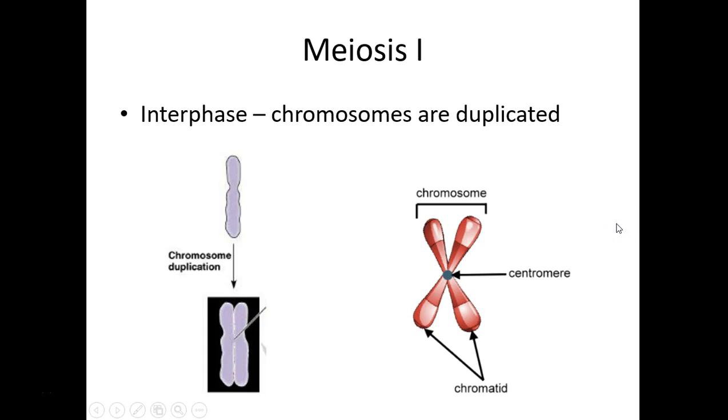and then it will prepare to divide. And just a review of our chromosome structure, because it is very important in this topic. The whole X structure is the chromosome. We have two chromatids, which we see are copies of each other, and the centromere holds those two chromatids together.